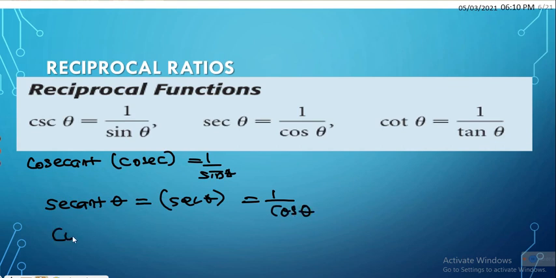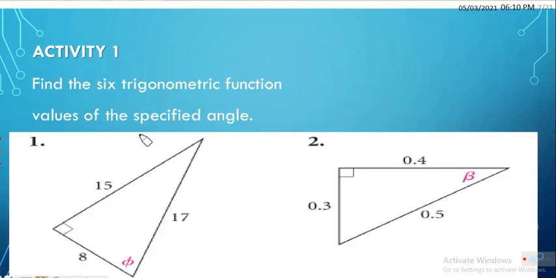And the last one is called in full cotangent theta, which in short form we write as cot theta, and it is 1 over tan theta. So these are additional ratios we have in trigonometry, and they are called the reciprocal ratios. All right, so applying these ratios together, we have 6 of them.